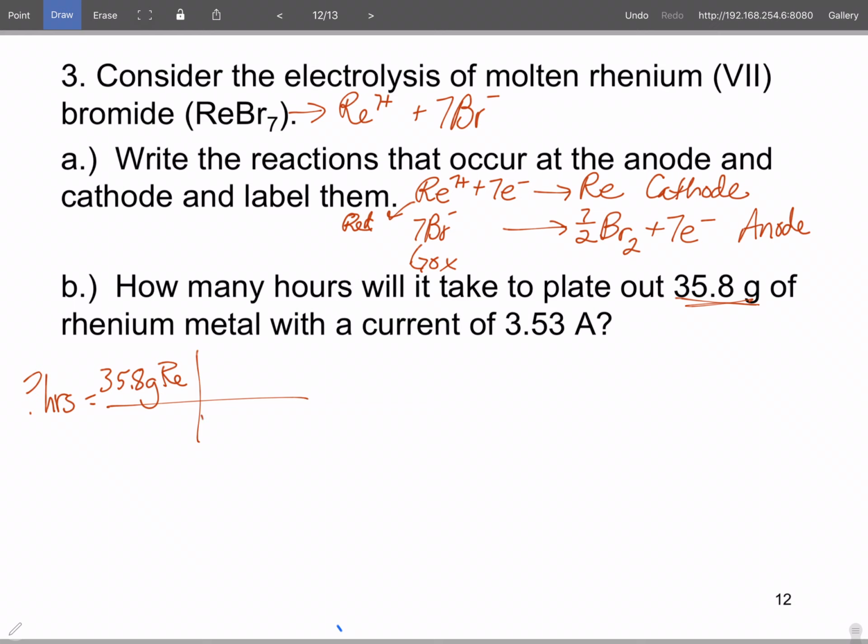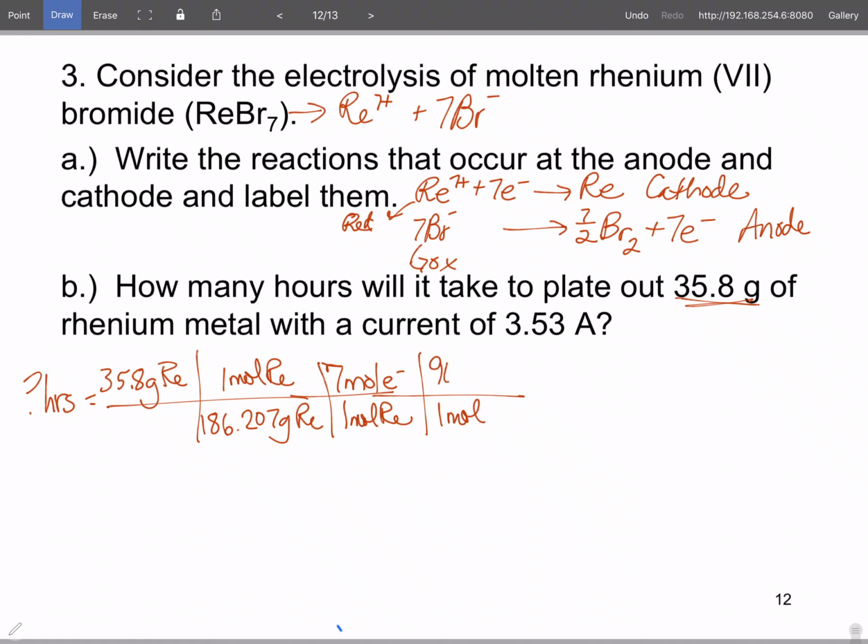So we're going to start with 35.8 grams of the rhenium. We know that the atomic weight is 186.207 grams per 1 mole of rhenium. And we know that 1 mole of rhenium takes 7 moles of electrons, and that 1 mole of electrons is equal to 96,485 coulombs.